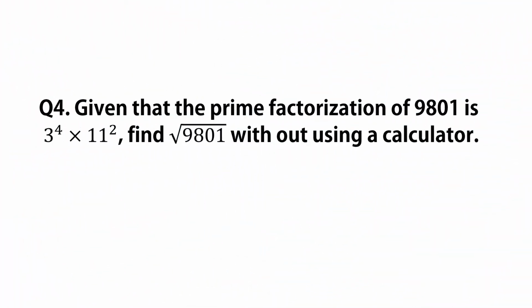Given that the prime factorization of 9801 is 3 exponent 4 multiplied by 11 exponent 2, find the square root of 9801 without using a calculator.